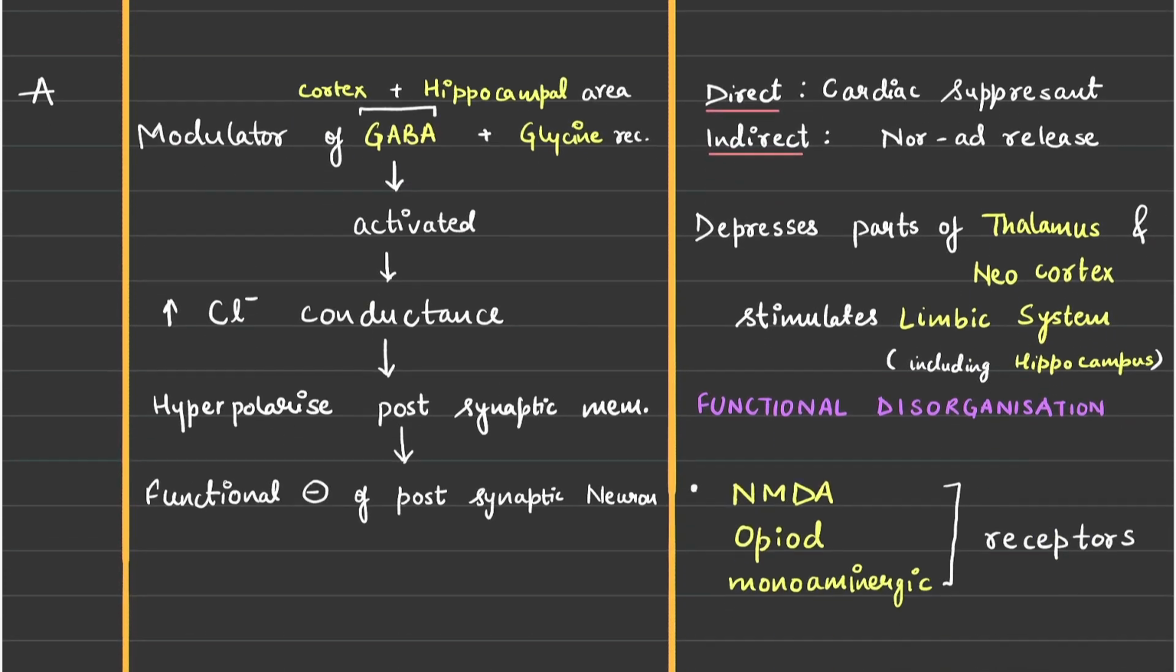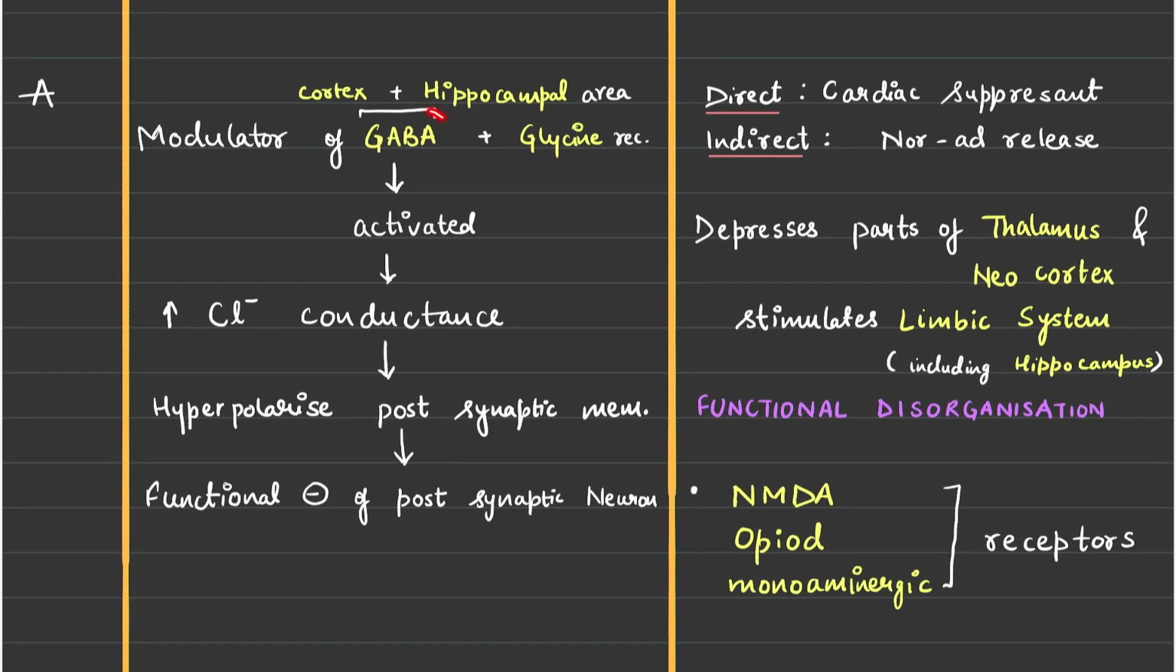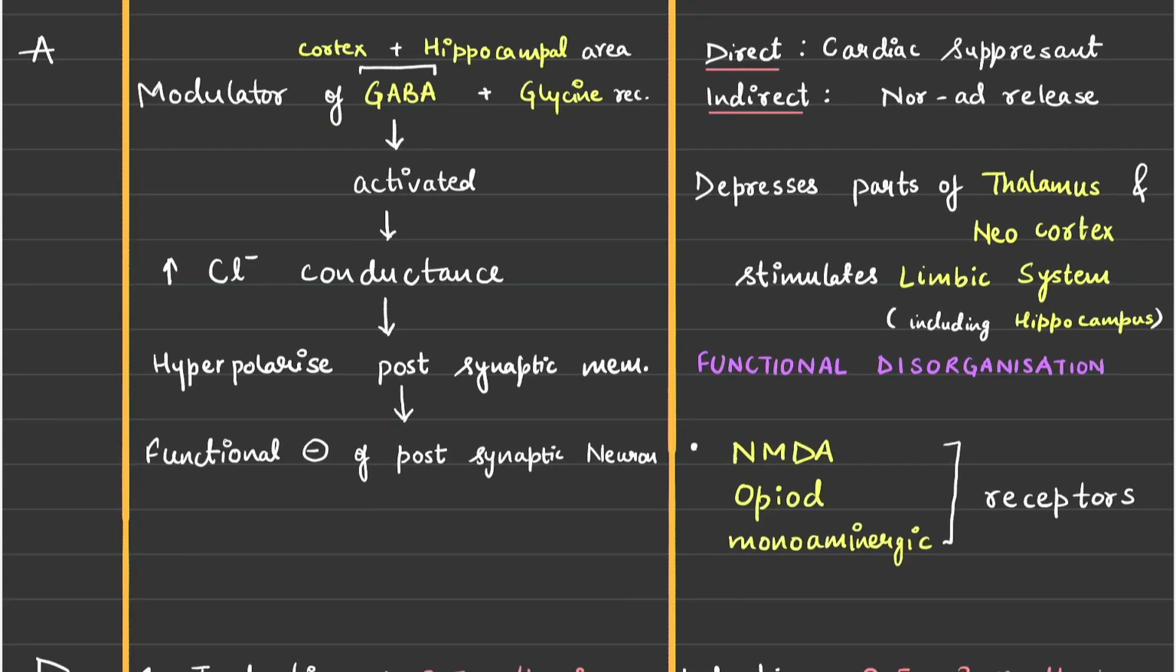Mechanism of action of Propofol. Propofol acts on GABA receptors, Propofol acts on glycine receptors, and there is minimal effect on NMDA receptor. It is NMDA antagonist as well. So what happens is it activates GABA receptors at cortex and hippocampal area. Activation leads to increased chloride conductance, which hyperpolarizes the membrane. Hyperpolarization of the postsynaptic membrane leads to functional inhibition of that membrane. So this is the mechanism of action of Propofol.